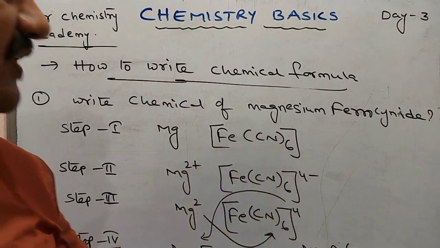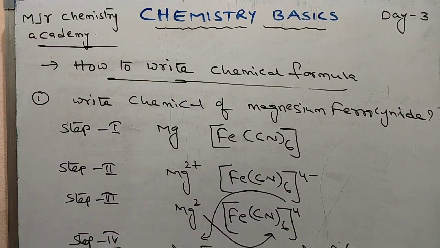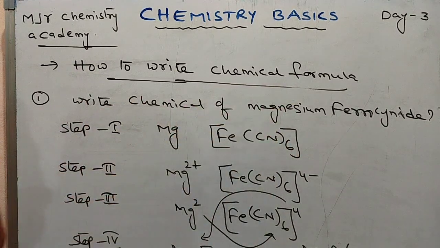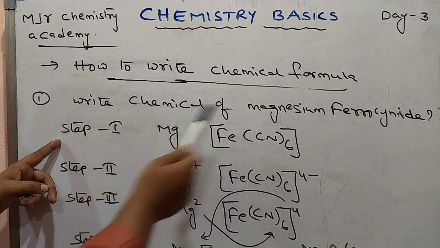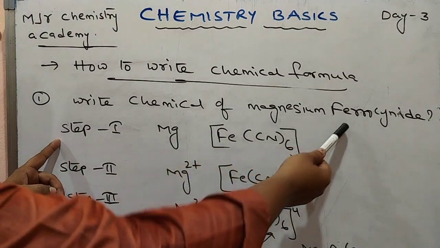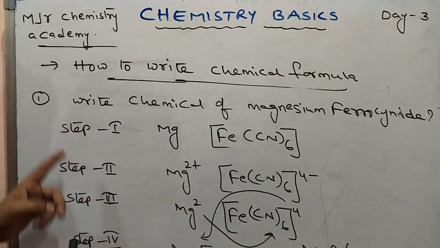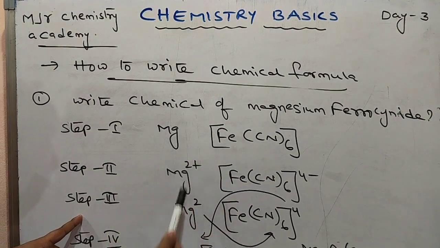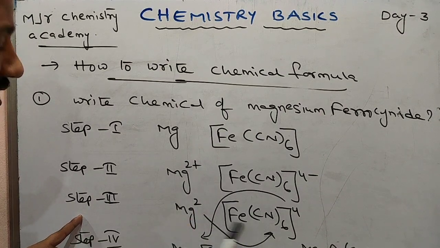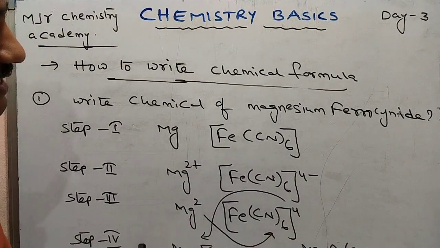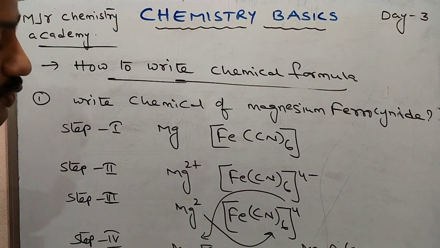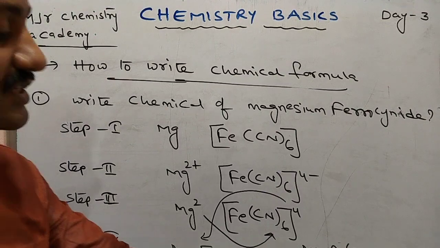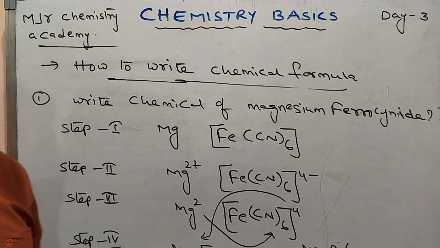This is magnesium ferrocyanide, guys. Did you understand how to write these? Once again, write the chemical formula of magnesium ferrocyanide. Step 1: write the elements, magnesium and ferrocyanide. Practice the ferrocyanide formula. Step 2, apply the charges. Step 3, apply their valences, meaning without charges. Step 4, crisscross their valences. You have to write the formula. If the formula can be converted to the simplest ratio, you have to convert it. That is the simplest formula.